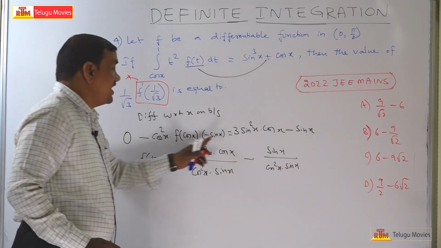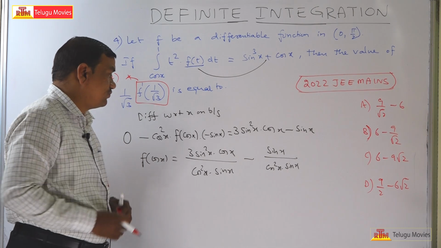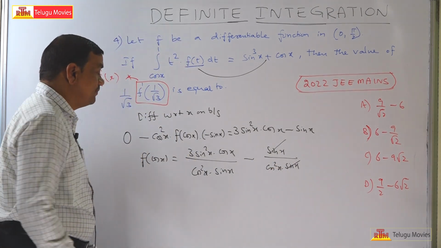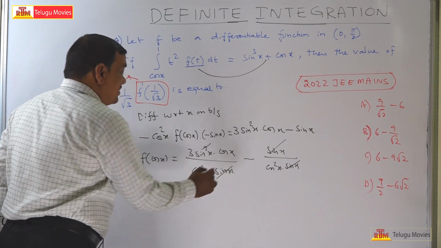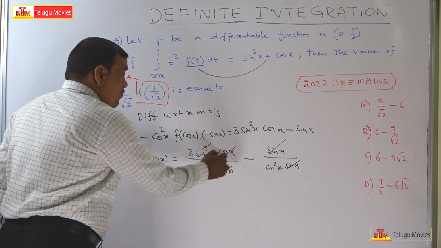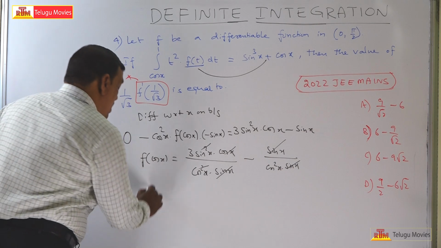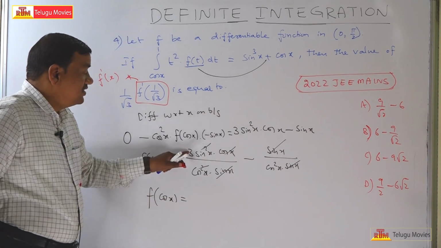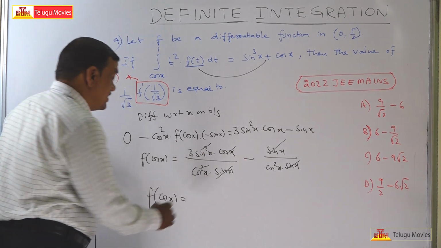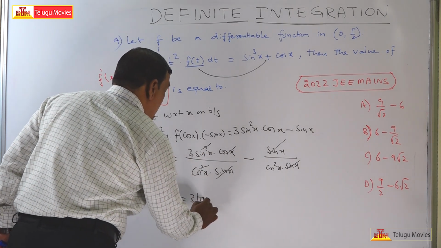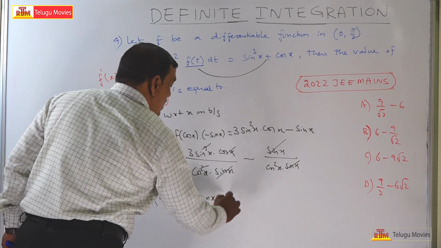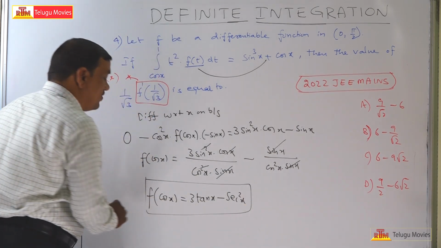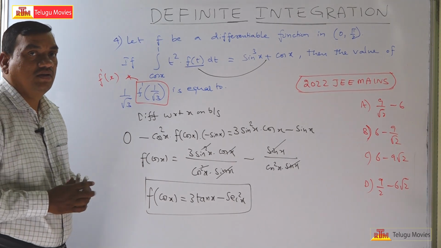Take these two terms to the right hand side. Let us see what happens. One sin x will get cancelled, and here also one cos x will get cancelled. Ultimately, f of cos x is equal to 3 into sin x by cos x, which is 3 tan x minus 1 by cos square x, which is secant square x. So this is your function f of cos x.